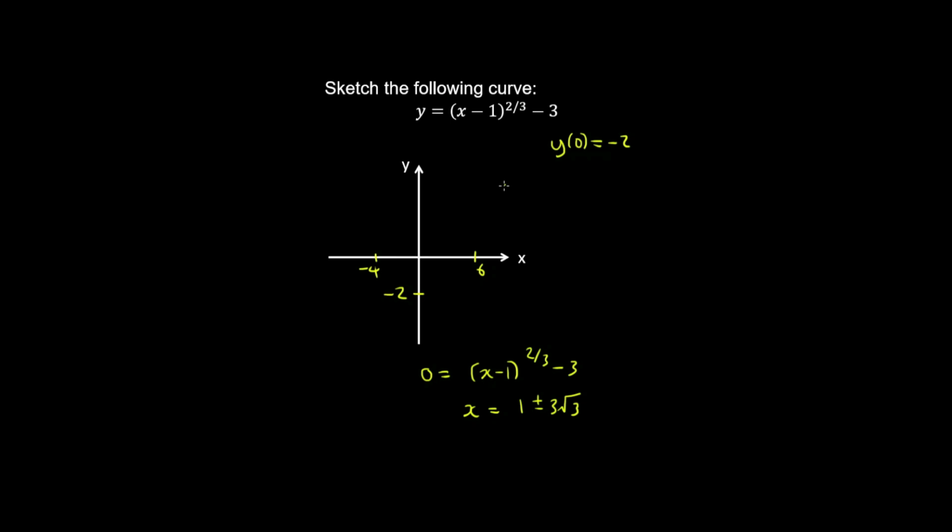And if we take the derivative, well, what we get is 2/3 by x minus 1 to the negative 1/3. And therefore, we can see that there's going to be a critical point at x equals 1 because the derivative is not defined. And if you substitute x equals 1 into this equation, you're going to get y is negative 3. So that's our critical point. So our curve is going to look something like this, with a cusp at this point. And you can take the second derivative to verify that the curve is concave down on both sides.